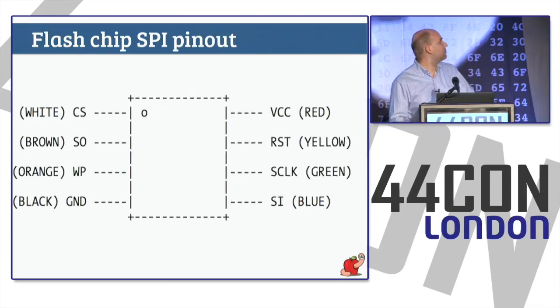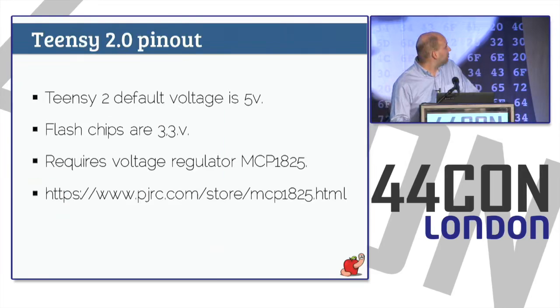Let me skip this. This is the pinout stuff that if you want to build your own version, you have all the pinouts that you need. The Teensy 2, the voltage is 5 volts. The SPI on these chips is 3.3. So you just need to buy a voltage regulator, solder it to the Teensy, and you solve the problem. The Teensy 3 doesn't have the same problem because the default is 3.3 and not 5.